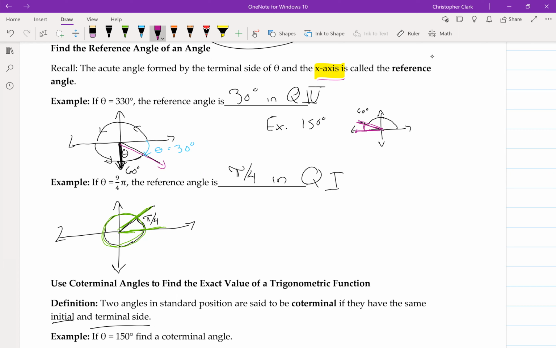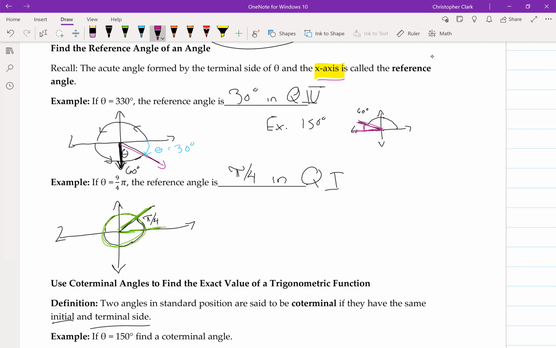Another example would be negative 5 pi over 6. So for negative 5 pi over 6, we'll go ahead and draw our Cartesian coordinate system, and we're going to go, so this is pi over 2, which is 3 pi over 6, so 4 pi over 6, 5 pi over 6, and we went this direction. So then the reference angle is going to be from the x-axis, and in this case, it is just pi over 6.